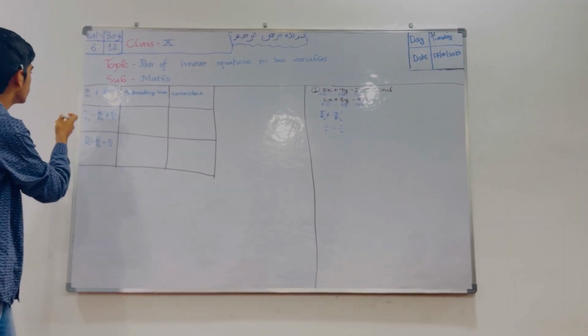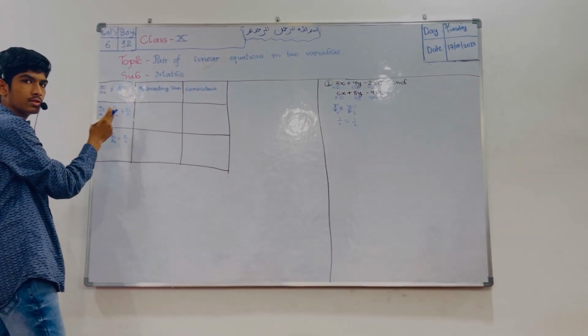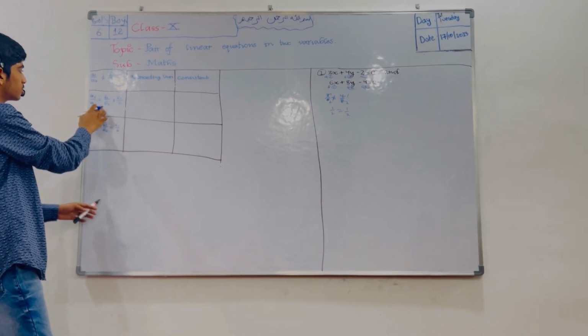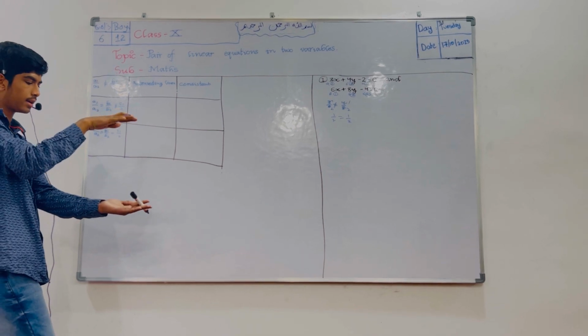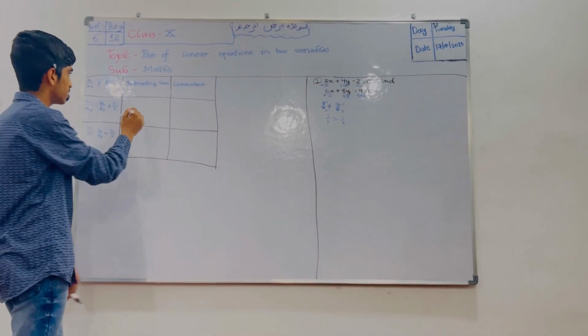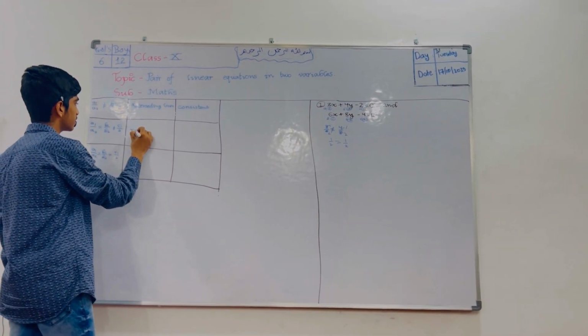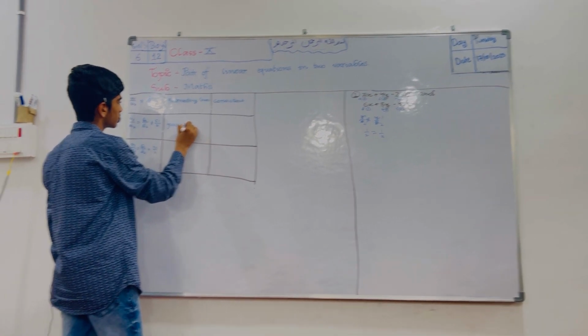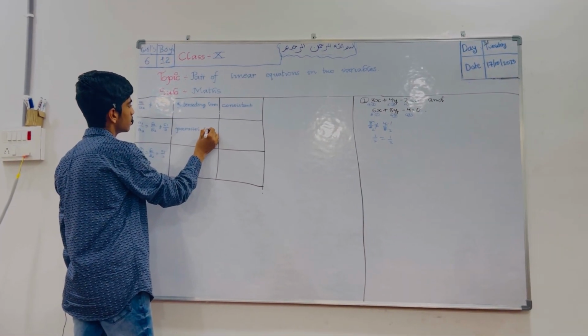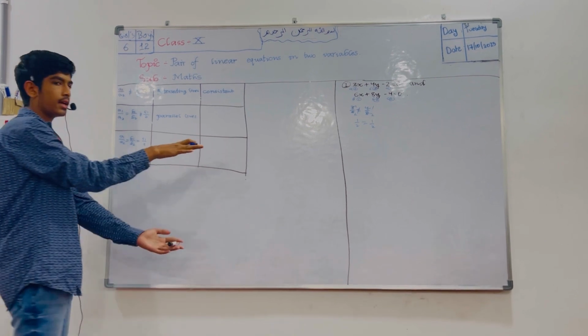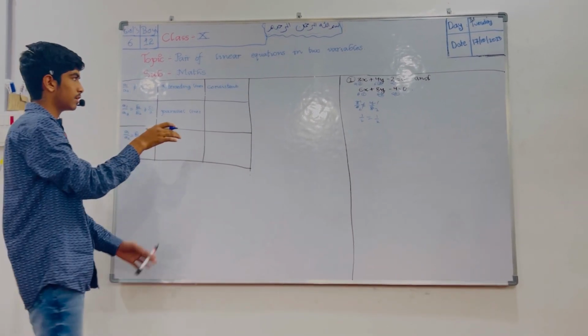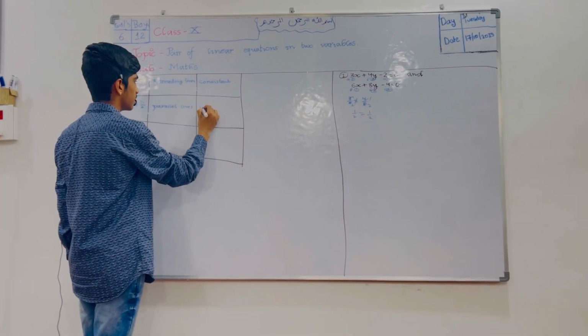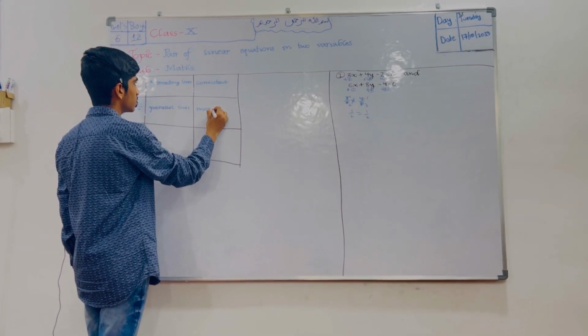When a1 by a2 is equal to b1 by b2 is not equal to c1 by c2, it is parallel lines. The two lines are parallel to each other. In parallel lines, the lines are not meeting at one point. So this is inconsistent. It means it has no solution.